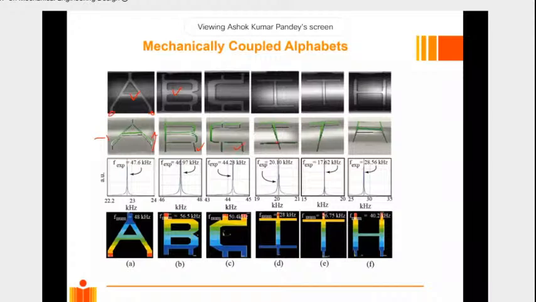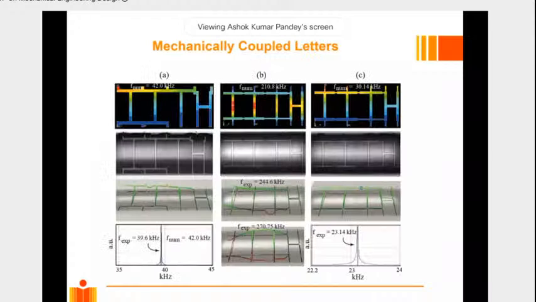You can even make a word like IITH. If your coupling is not proper, you will not get the proper deflection. If the coupling is proper, you get very nice deflection, right? So that way one can do all this.